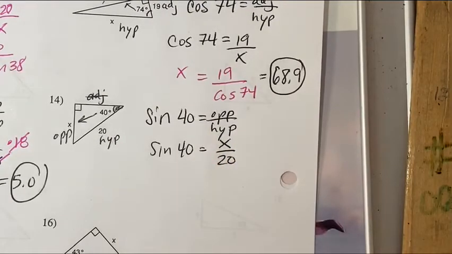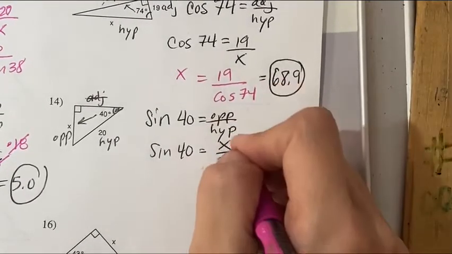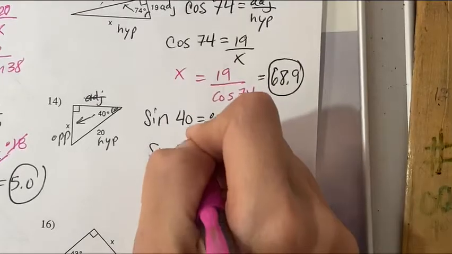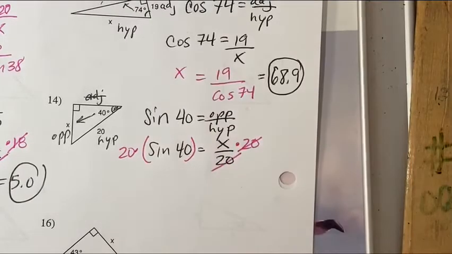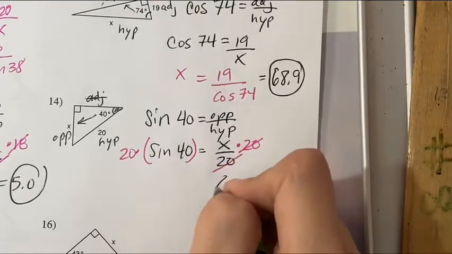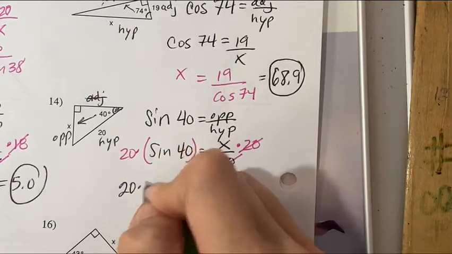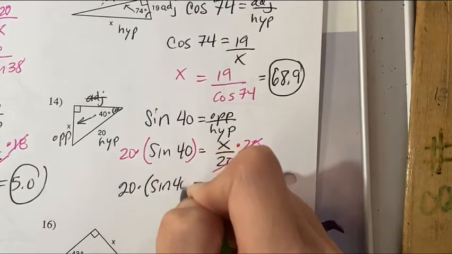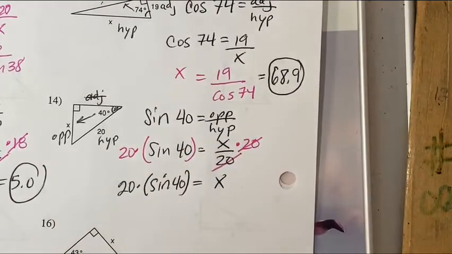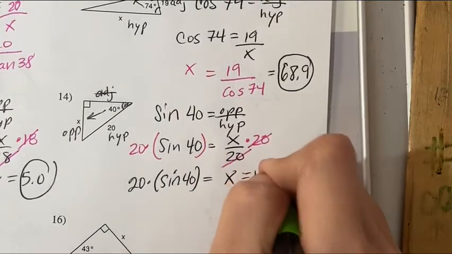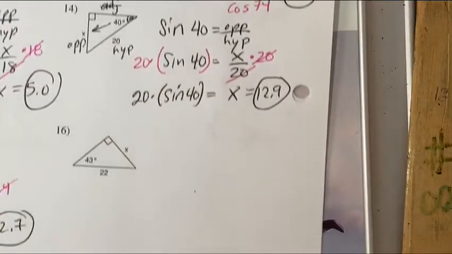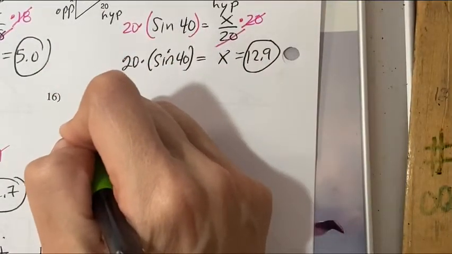The swap won't help me now. So because x is being divided by 20, I'm going to multiply by 20 on both sides so that it cancels and I have x by itself on the right. On the left, I have my answer, 20 times the sine of 40. But I can turn that answer into a value. So let's do that. 20 times 40, sine, enter, 12.9. Okay, 2 more. Hopefully you're getting better and better each time.